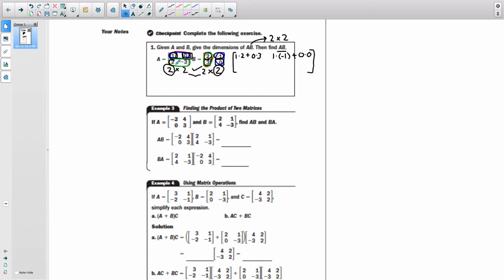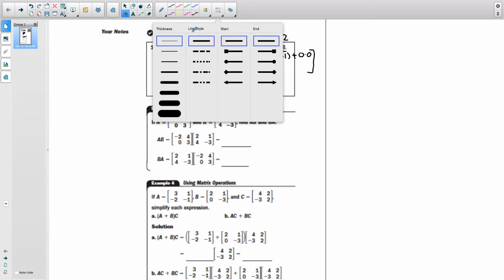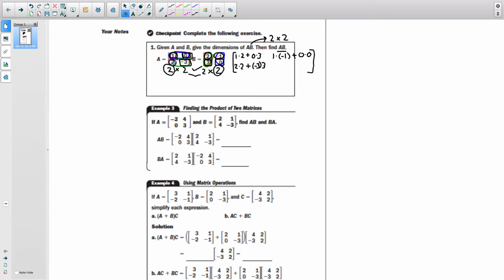So first entry by first entry, so 2 times 2, plus second entry by second entry, so negative 3 times 3. And last one, so last row by the last column.